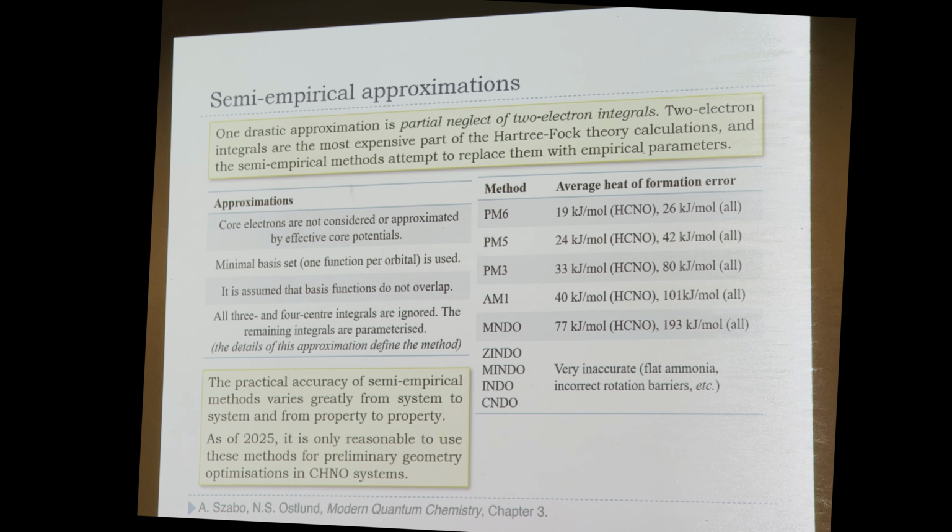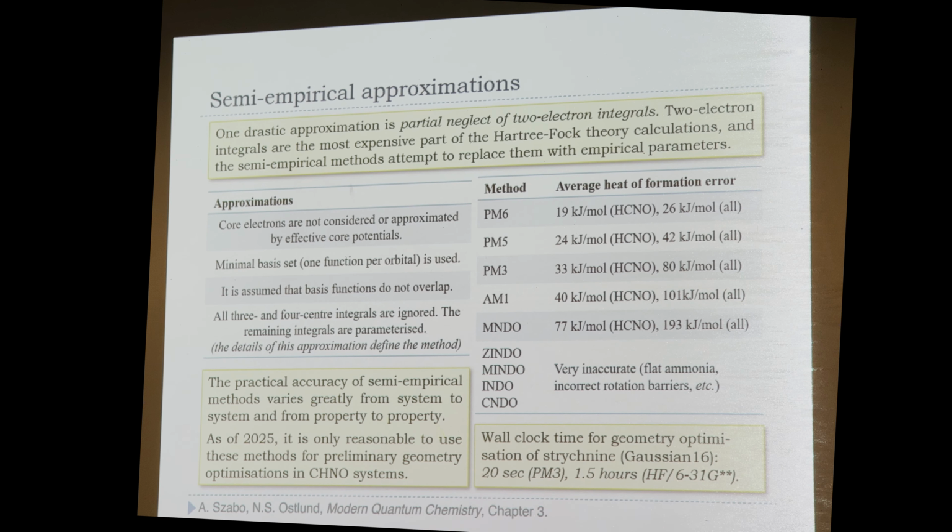Now the practical accuracy of these things is sort of okay for HCNO. Don't use it for D or F elements, of course, and really, as of 2024 or thereabouts, they're only good for initial geometry guesses and an occasional molecular dynamics simulation. But they are, of course, massively faster than proper electronic structure theory calculations.